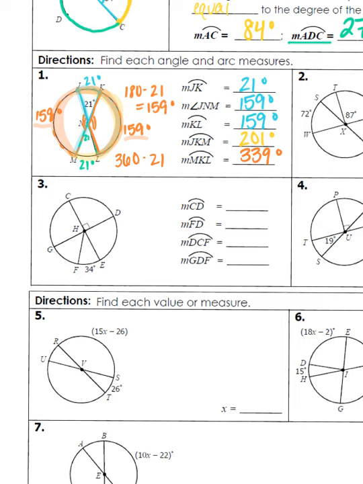All right. Next, the only information we're given, we have this central angle CHD. So that means this arc is 90 degrees.